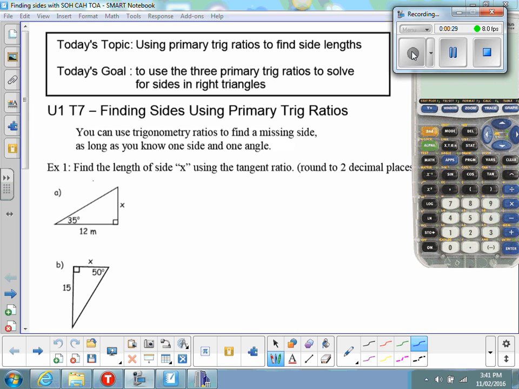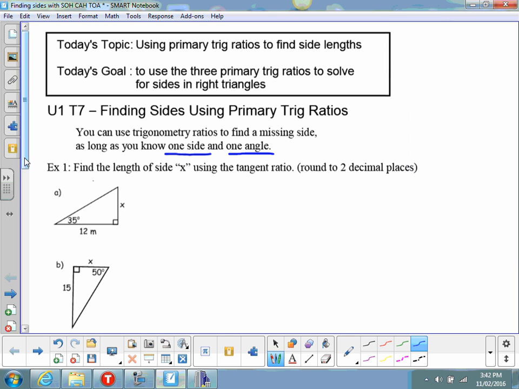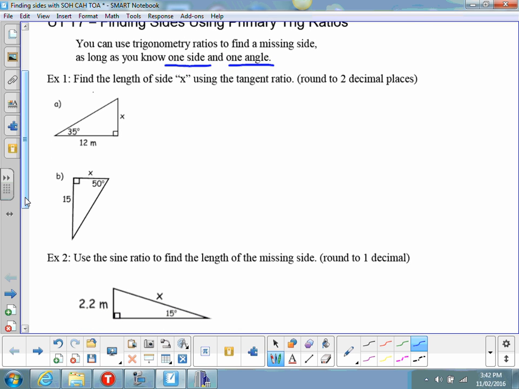So we can use these ratios to find the missing side as long as we know one side and one angle in the triangle. And when we say one angle here, we mean an angle that is not the 90-degree angle, because all these triangles have 90-degree angles in them. So for instance, in example 1a here, we want to find the length of side x. We know one angle, and we know one side. We're going to use that to find one of the other sides.